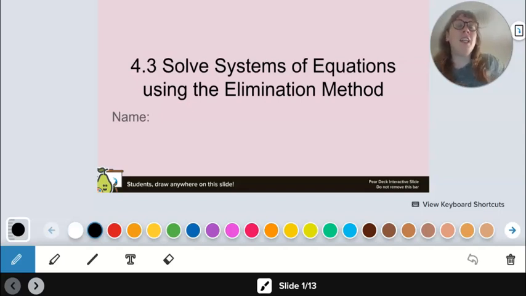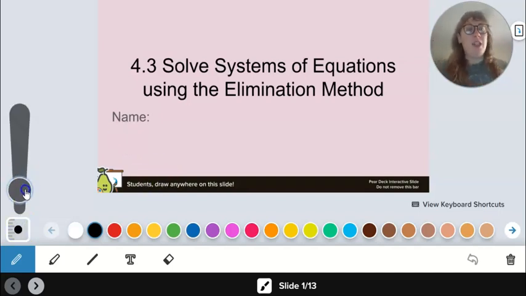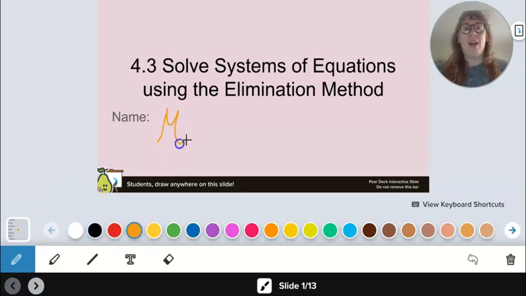We're going to get started on our first activity for 4.3, which is we are still solving systems. We're going to talk about one final method, which is the elimination method. So we have done it through graphing, we have done substitution, and now we're going to do a method that's called elimination. After you put your name on that first slide, push ahead to slide 2.